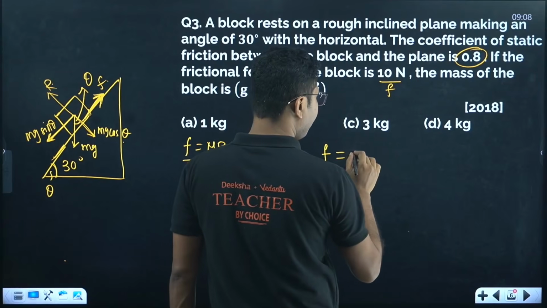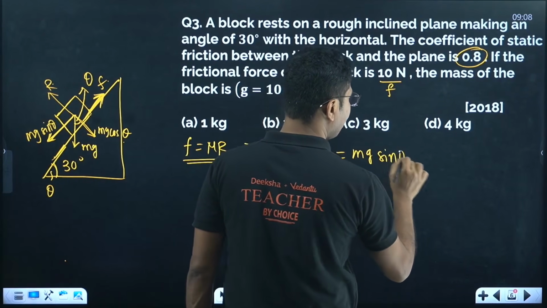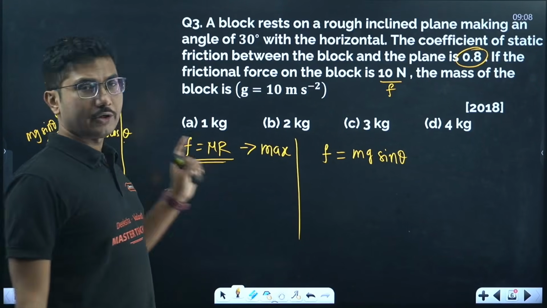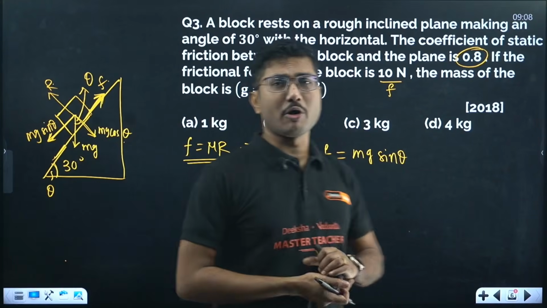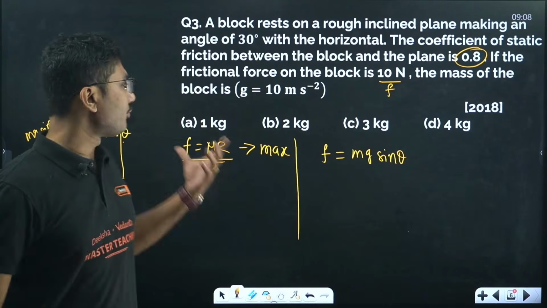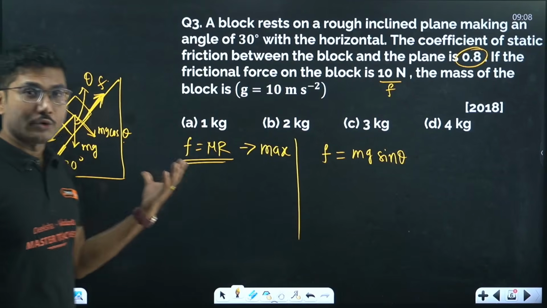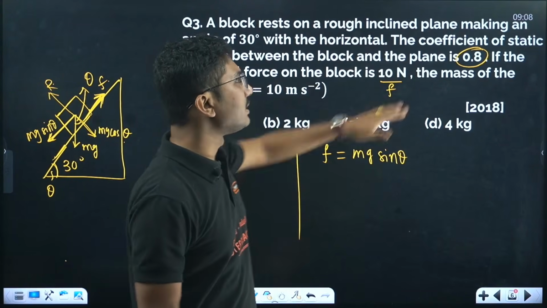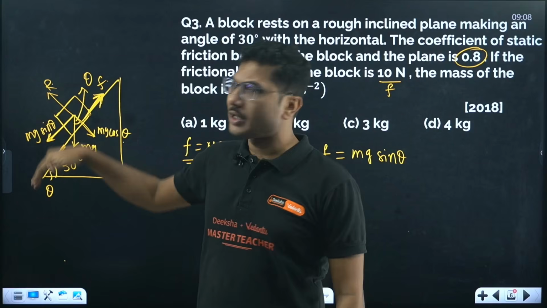So this frictional force must be equal to mg sin theta, and you should not calculate this mu R and try to calculate mass. Okay, so here the main trick of this problem is that maximum frictional force is not attained. Maximum frictional force will be much more than 10 Newton. So how do I know that? Because here the frictional force is directly given, so you don't need to consider the coefficient of friction. Because F is given, F should be equal to mg sin theta.